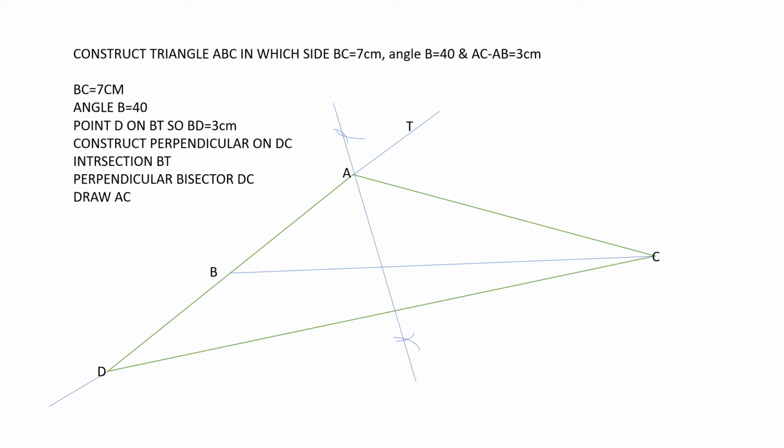Take point D from here. This is the second method, or second construction. In the same manner, from B to D, in a downward direction, you have to extend your line with the help of a scale and mark point D from here, right? Then, on the opposite ray of BT, such that BD is equal to 3 centimeter. BD should be 3 centimeter.